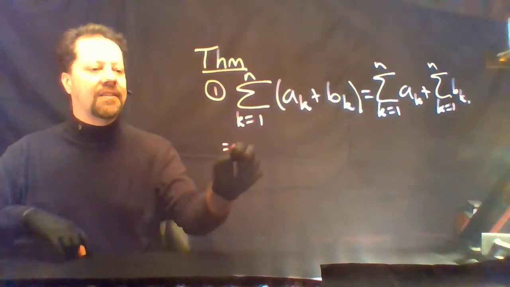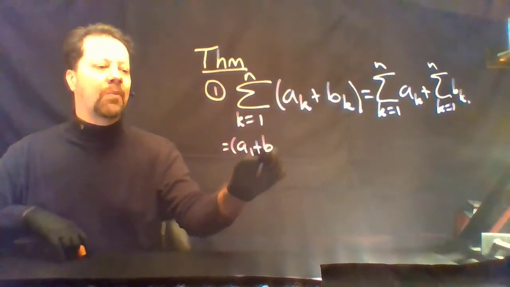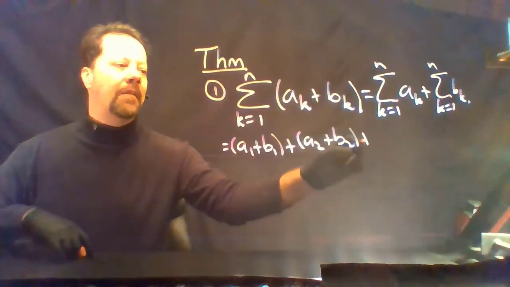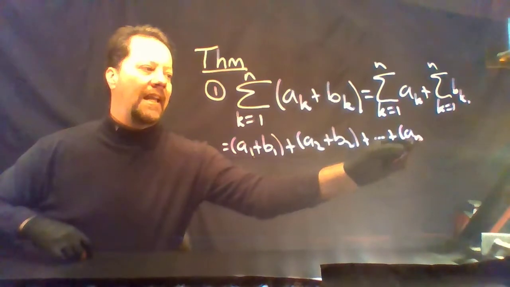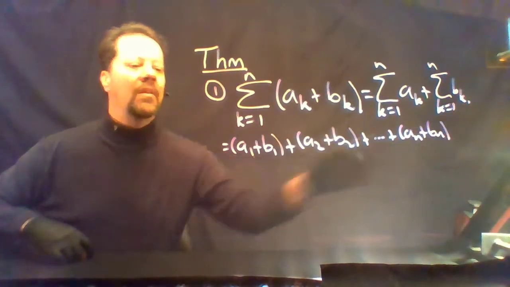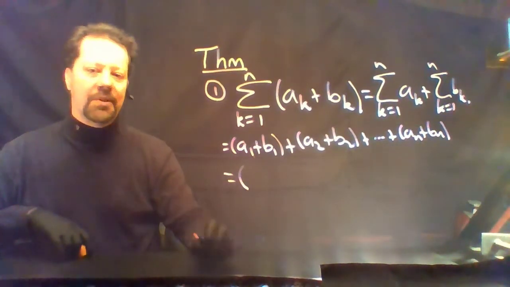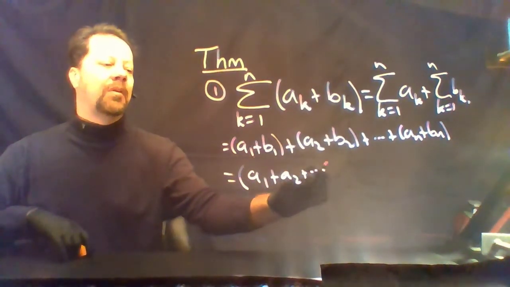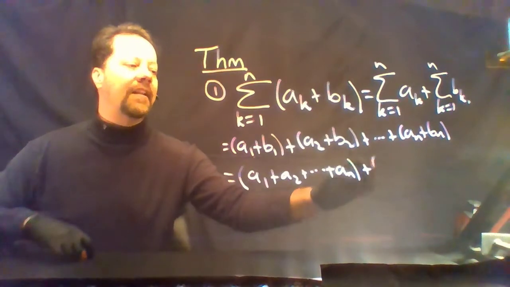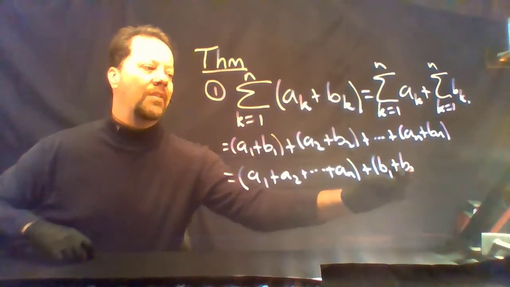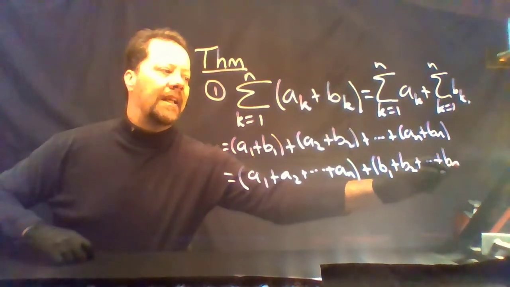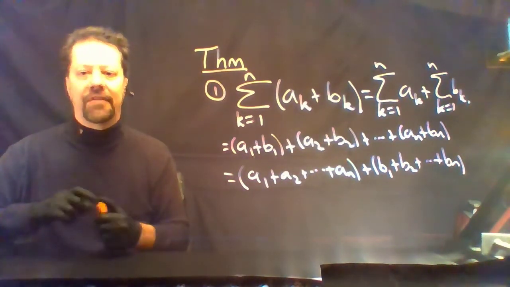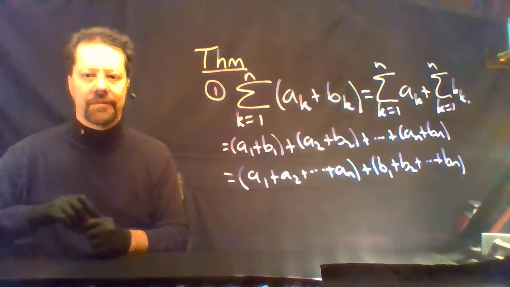You can see that this is going to be a1 plus b1 plus a2 plus b2 plus down to an plus bn. We can commute the numbers and reassociate them to have a1 plus a2 to an, and then b1 plus b2 to bn, and that shows that this formula is true and follows only from commutative and associative laws of addition.